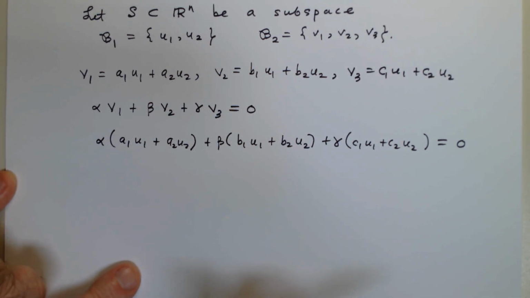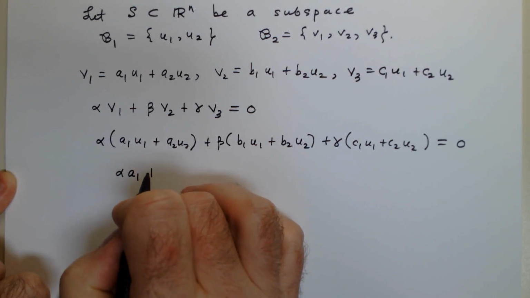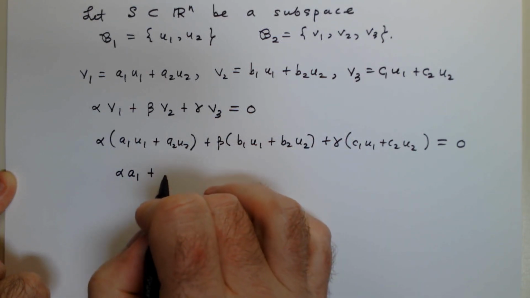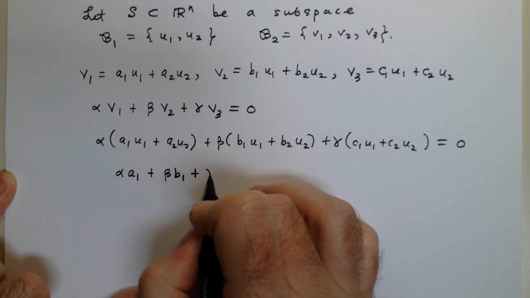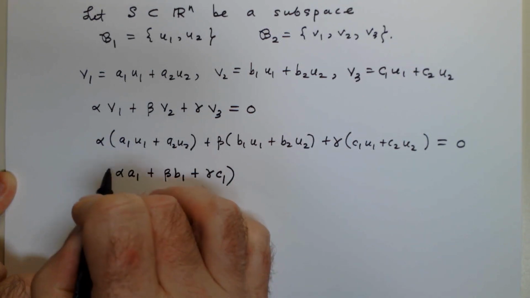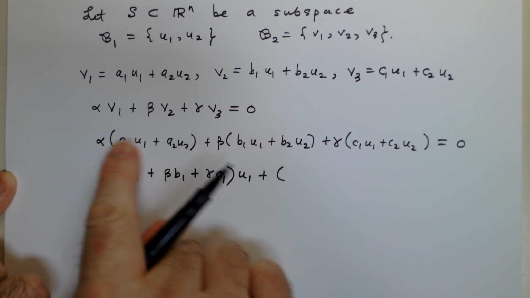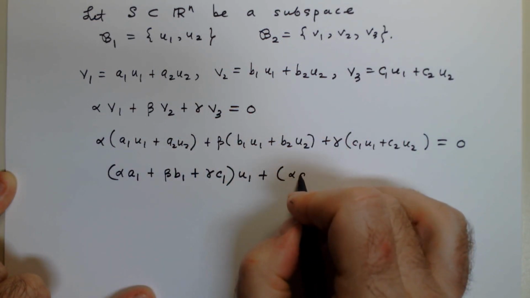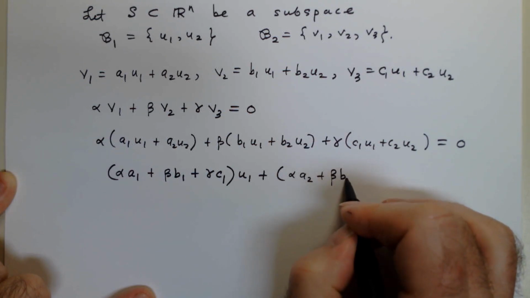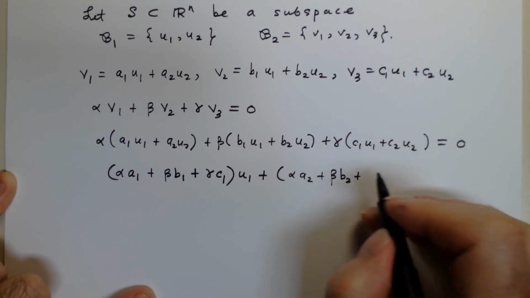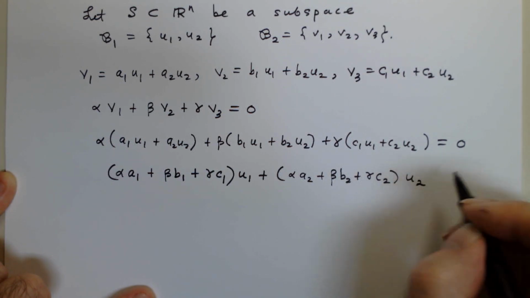So I'll be left with an expression like this. I'll have alpha a1, a beta b1, and a gamma c1, and this will be multiplying the vector u1. And then I'll have an alpha a2, a beta b2, and a gamma c2, and this will be multiplying u2.